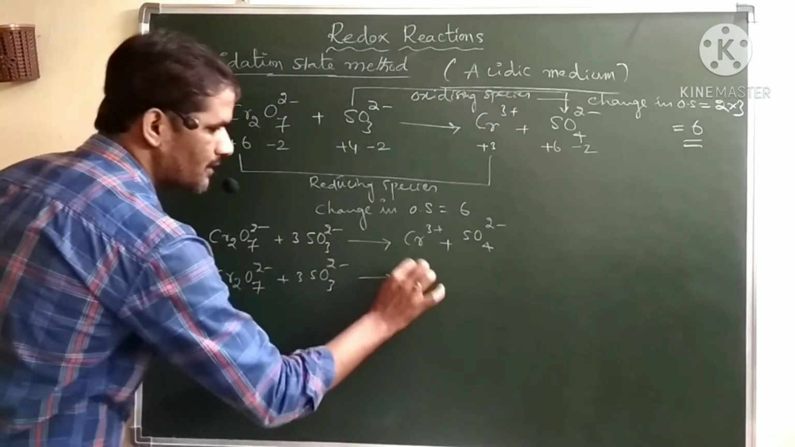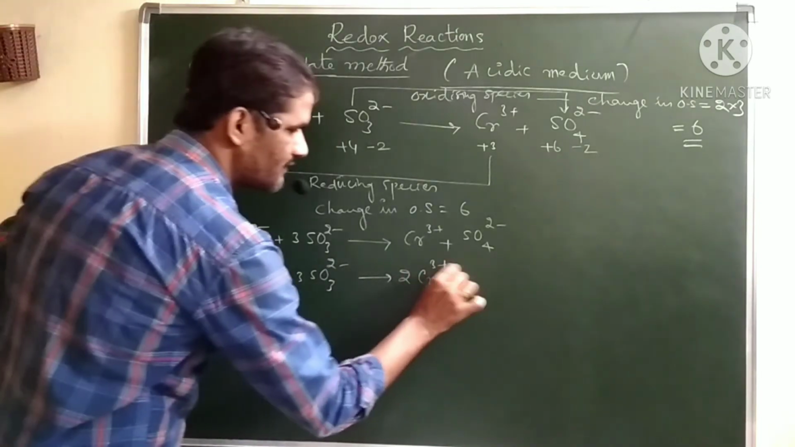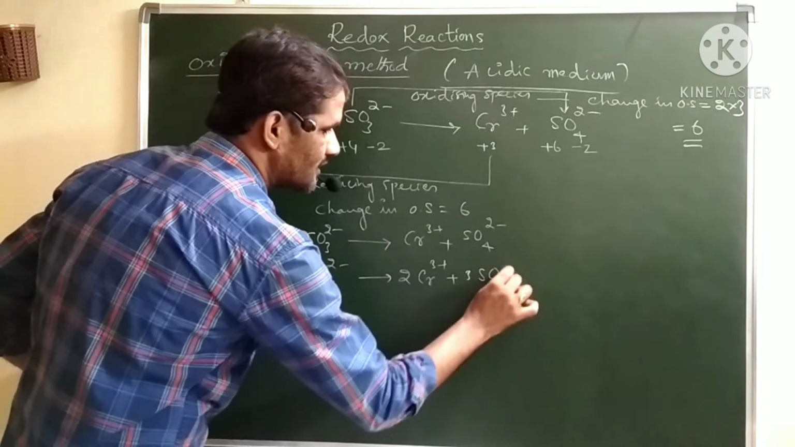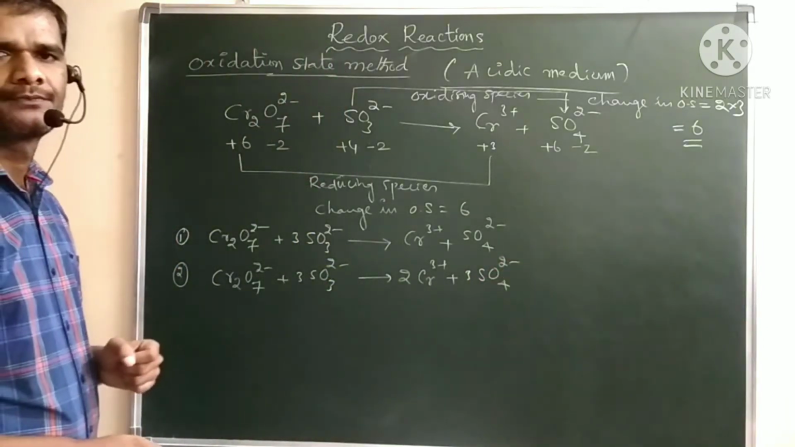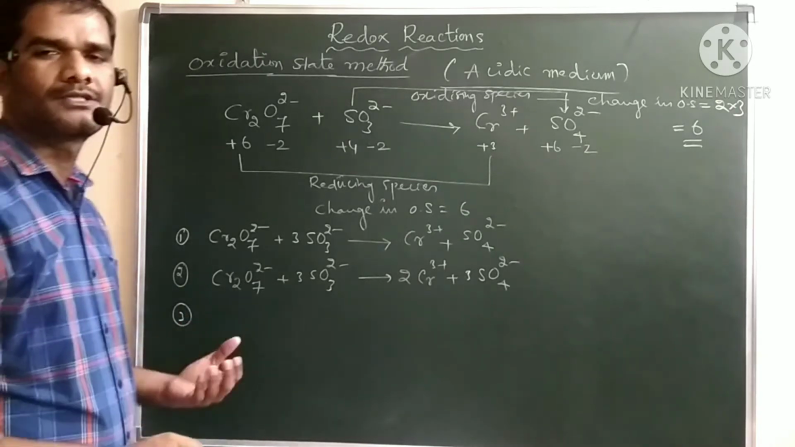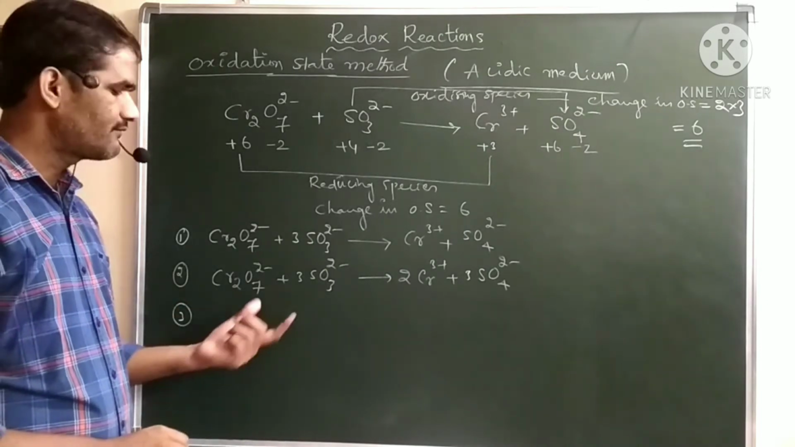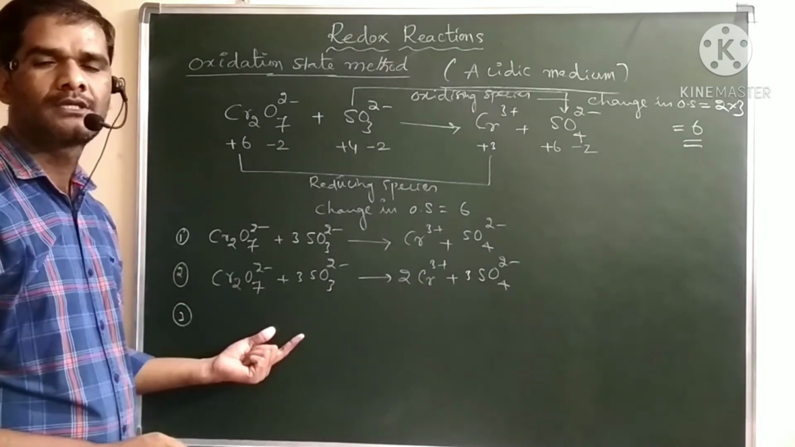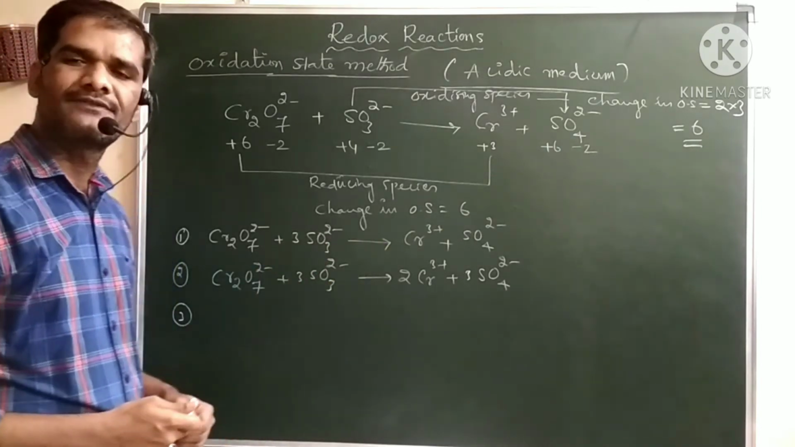So here 1 chromium, so we have to take 2 chromiums, and here 3 sulfurs are there, we have to take 3 sulfates here. Now elements are balanced. Next, what is the third step? Balancing of oxygen. For balancing of oxygen, we have to see which side the deficiency of oxygen is. So to fulfill that deficiency, we have to add an equal number of water molecules.